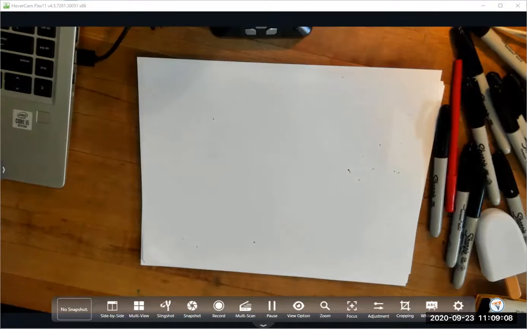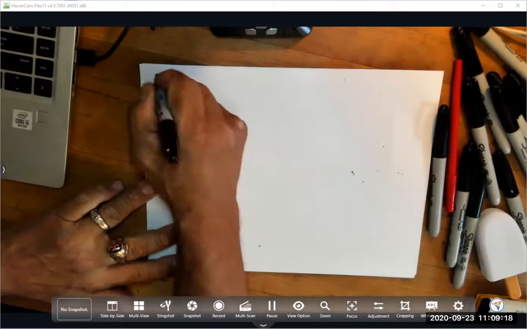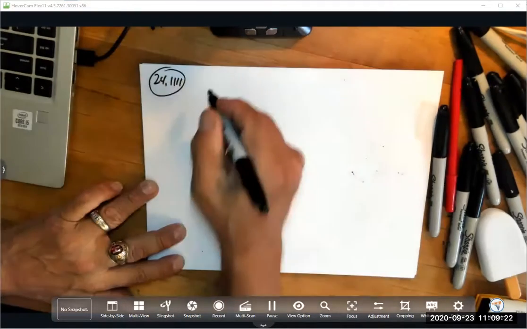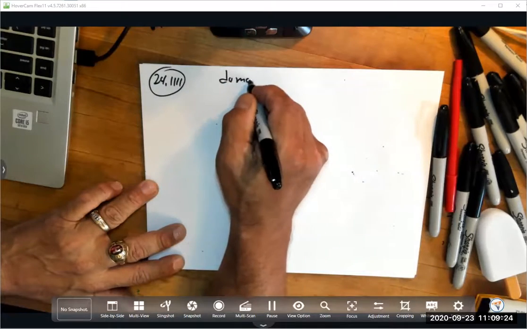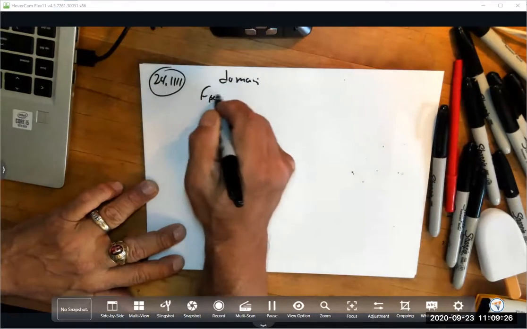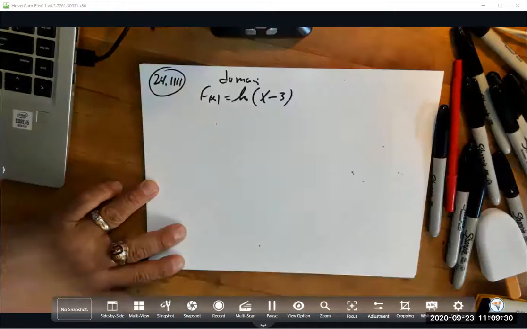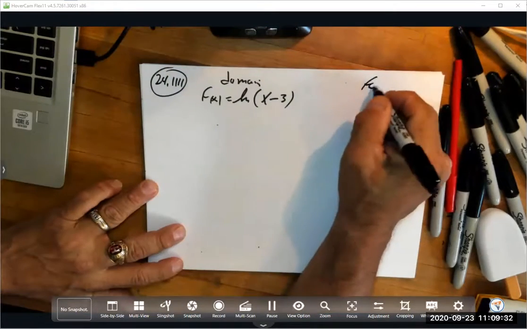All right, I'm going to do number 24 again, even though we did it already. Actually, I want to do 24 and number 5. 24.111. So here's the question. Find the domain of f of x equals ln of x minus 3. There it is. And there's a formula for this.